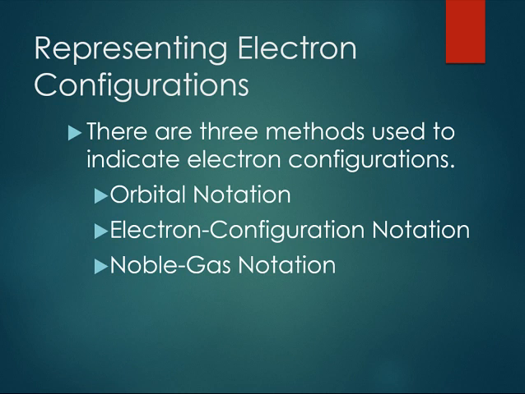How do we represent them? Okay, we know these rules for electron configurations, but how do we represent them or communicate them to other people? There are 3 main methods that are used to indicate these electron configurations. They are orbital notation, electron-configuration notation, and noble gas notation. We're going to go through those 3 right now.